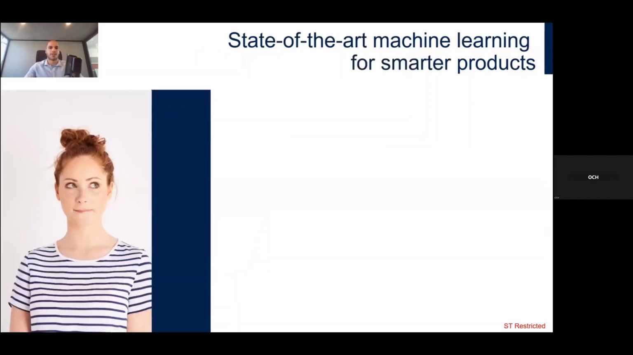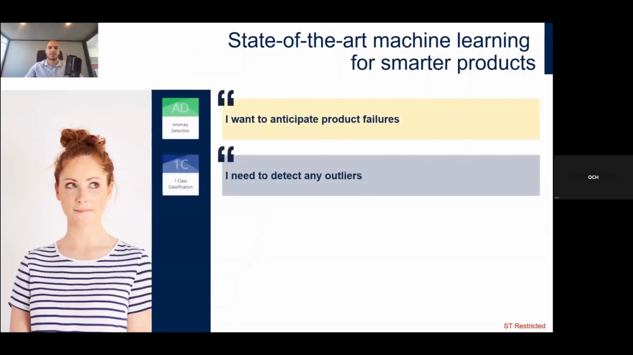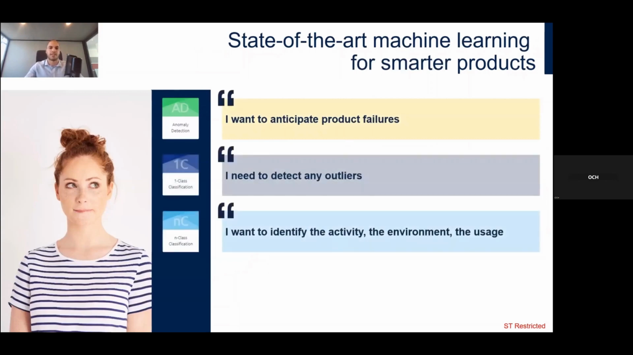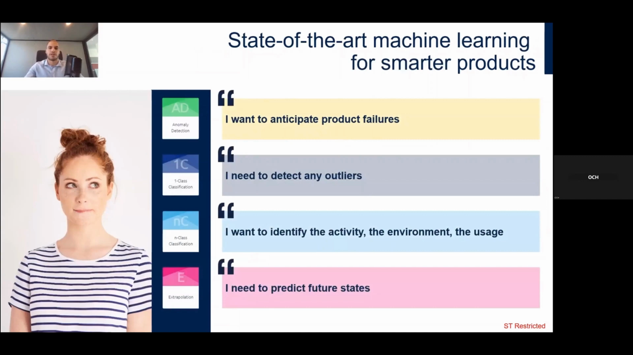Thanks to this tool, you can create various models. So anomaly detection models, if you want to detect any abnormal behavior on an equipment, for example, or if you want to create classification algorithms to identify the activity, the environment, the usage of an equipment, but also to create extrapolation, regression models. A regression model makes correlations between known and unknown values to predict future states, for example, to predict the value of a sensor.